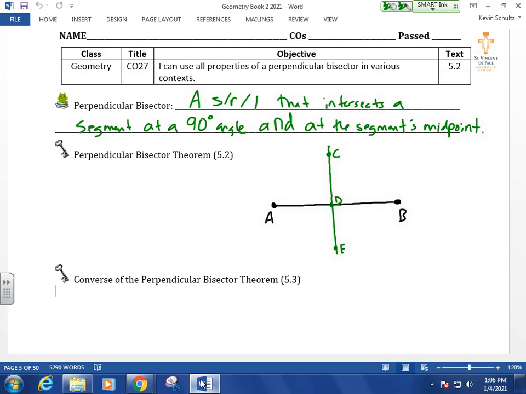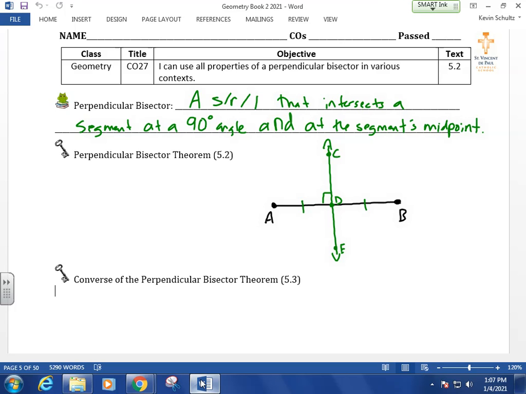And this could be a segment, a ray, or a line. So you might have arrows on each end. You might have arrows on just one end or no arrows at all. Okay. What it intersects has to be a segment, though. Like AB has to be a segment because when we know it's a perpendicular bisector, meaning that AD is congruent to BD, and we have a right angle here, right? The right angle is that 90-degree intersection. And then the fact that D is the midpoint of AB, which is where this perpendicular bisector has to intersect, tells us that AD is congruent to DB.